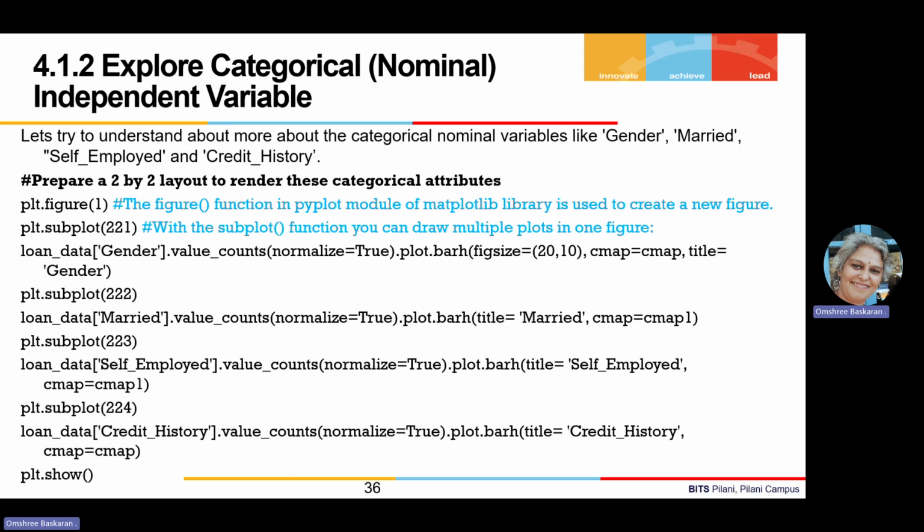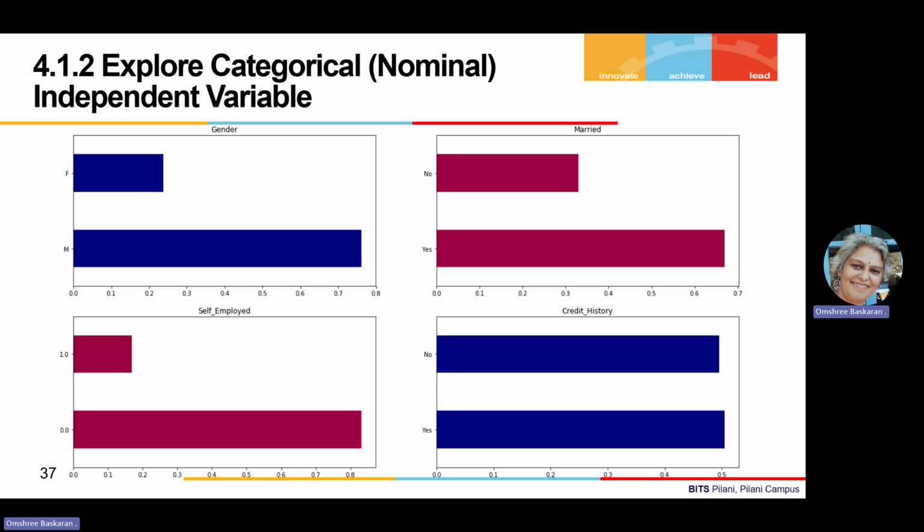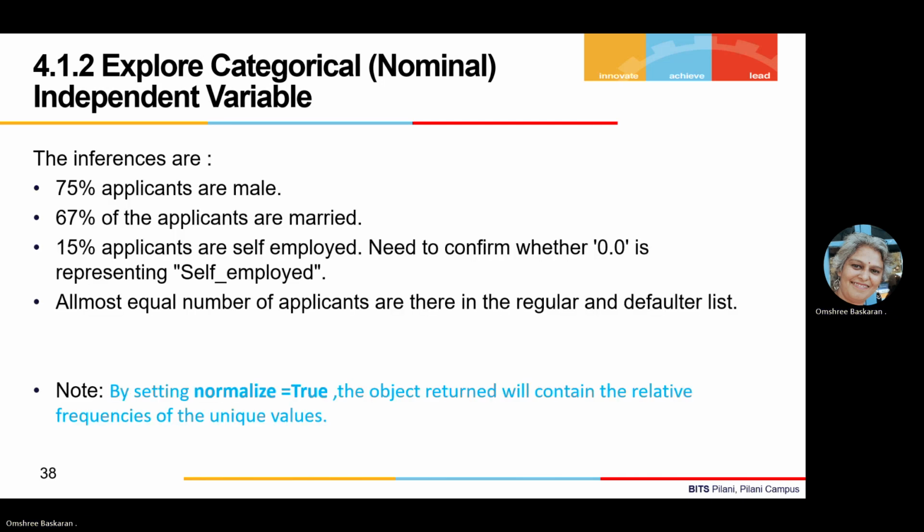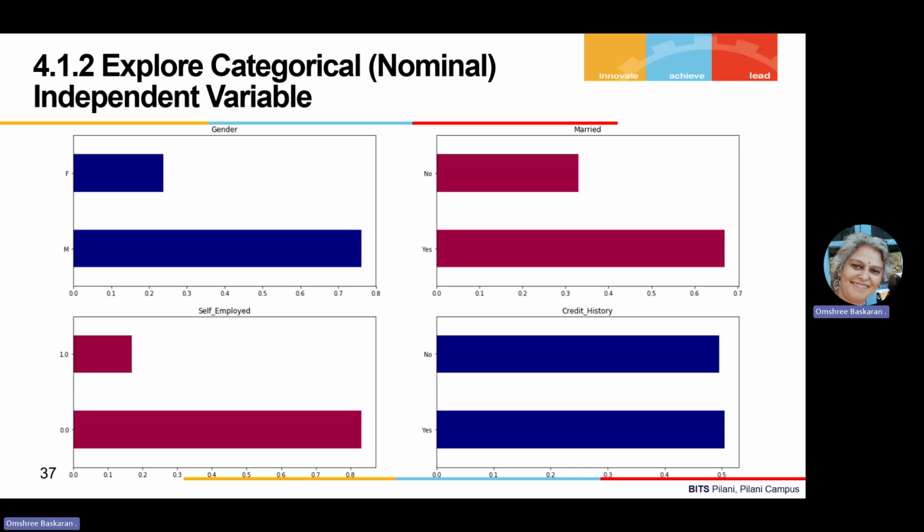We are doing count plots for categorical variables. What will we do? We'll do the count plots, right? So this is how the count plots look. Then we infer what it is we are seeing from here. You see that most married people have a better chance of getting the loan approved.